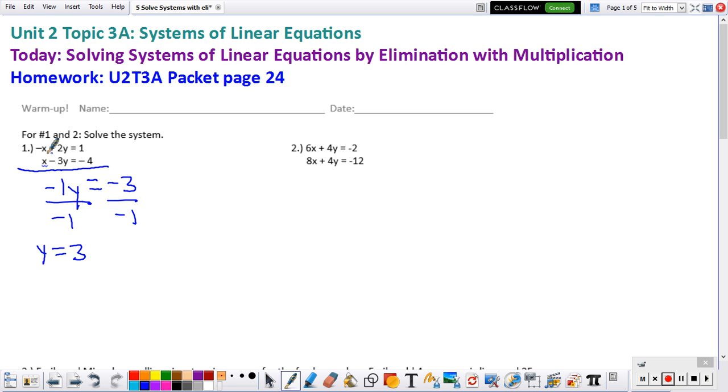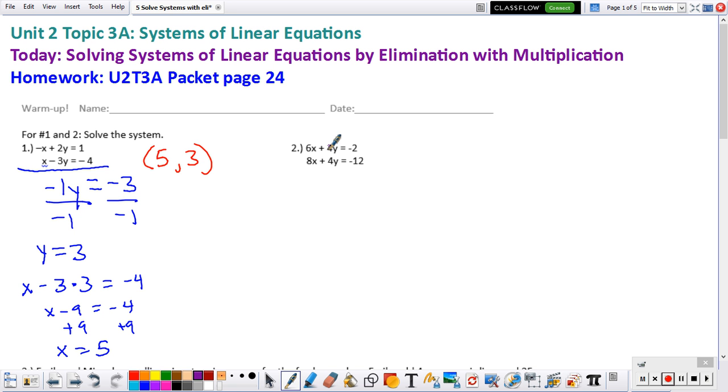I'm going to pick up the 3 and I'm going to go to either equation. I'm going to go into the second equation. So instead of x minus 3y, I'm going to say x minus 3 times 3 equals negative 4. 3 times 3 is 9, so I've got x minus 9 equals negative 4. I'm going to add 9 to both sides, and that gives me x equals 5. So my ordered pair for number 1 is going to be 5, 3.